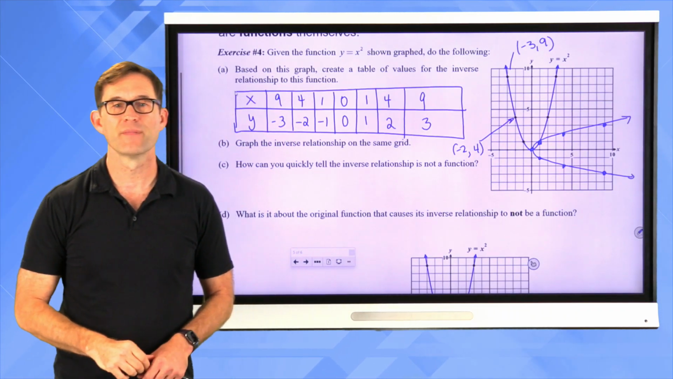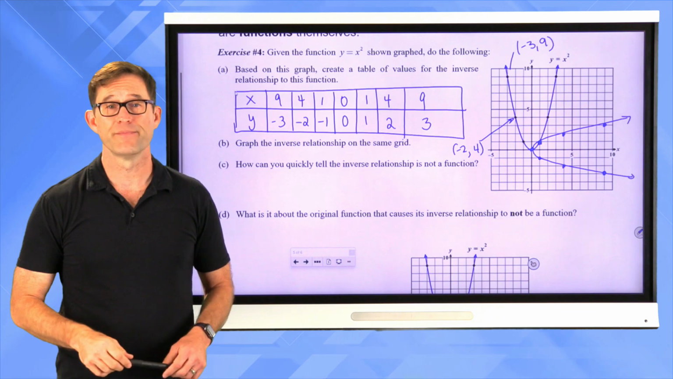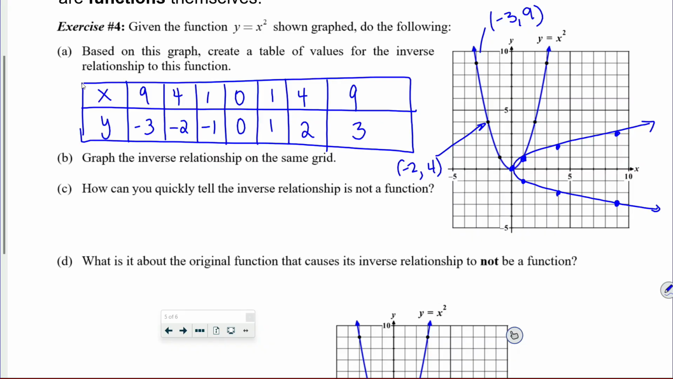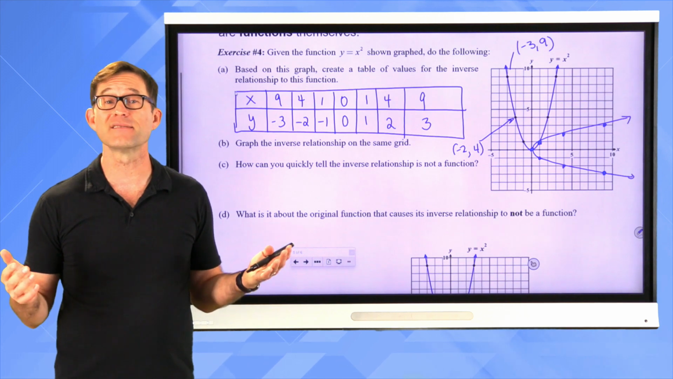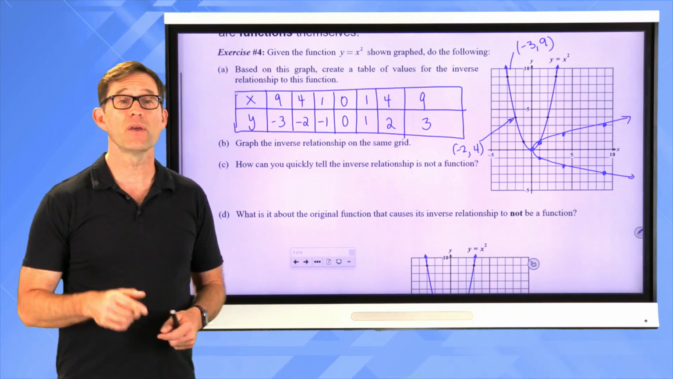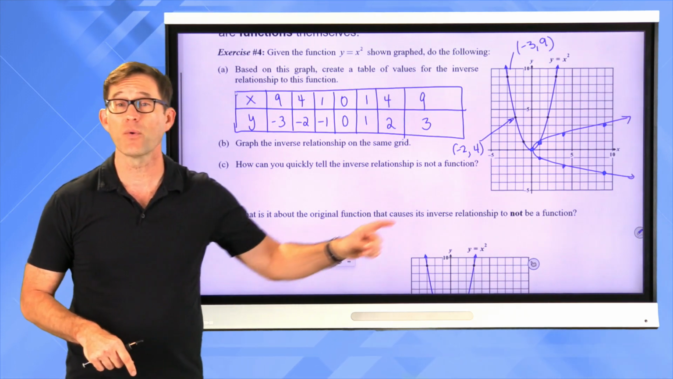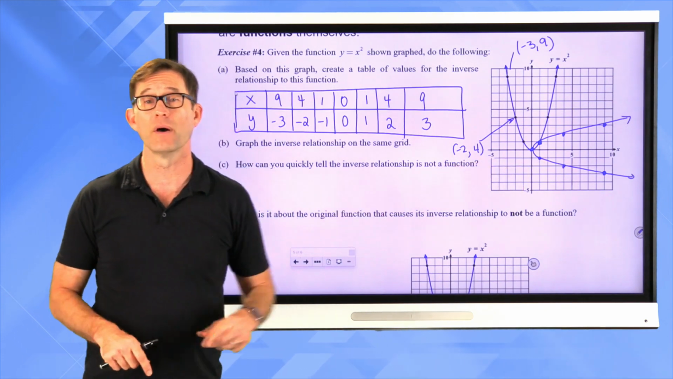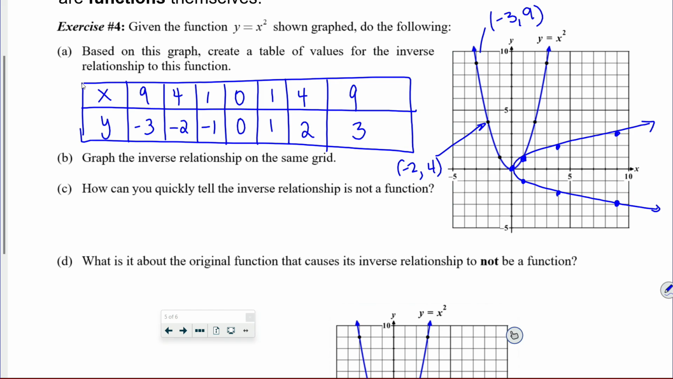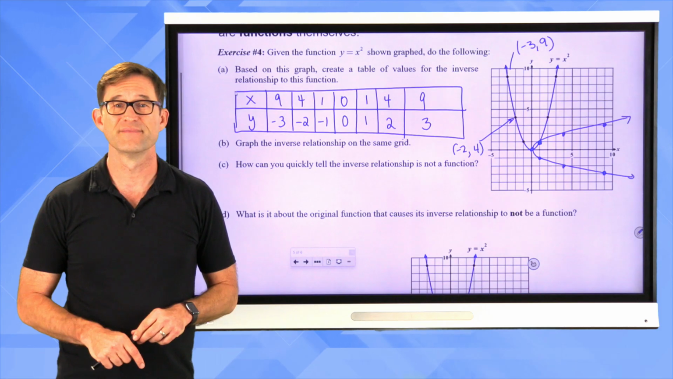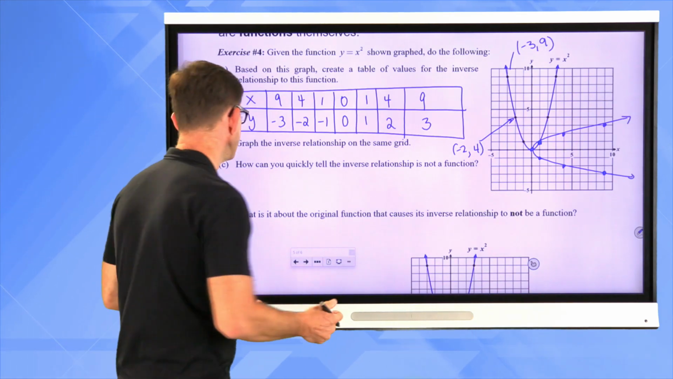All right. Now let's take a look at letter C. How can you quickly tell the inverse relationship is not a function? So it's an inverse, but it's not a function. Pause the video now and tell me how you can tell very quickly that this one, the second one, is not a function. Well, it fails the vertical line test, right?